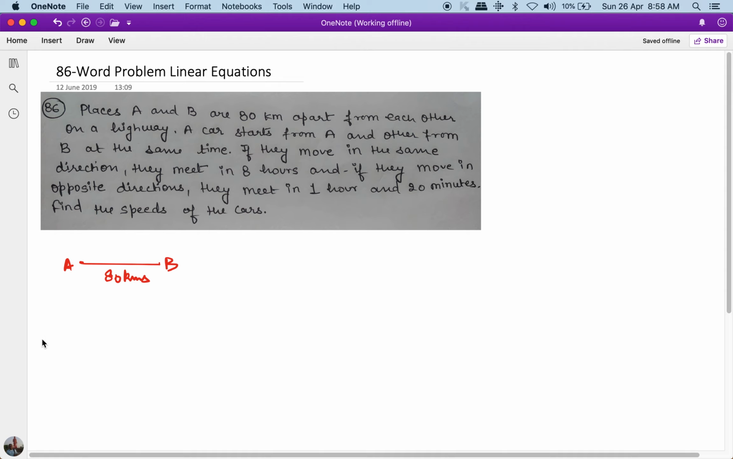Now, in this question you have to remember that whether the car moves in the same direction or in the opposite direction, the total distance traveled by the car is 80 kilometers only. But when the cars are traveling in the same direction, like this, their speed gets subtracted. Whereas when they're going in the opposite direction, like this, their speed gets added.